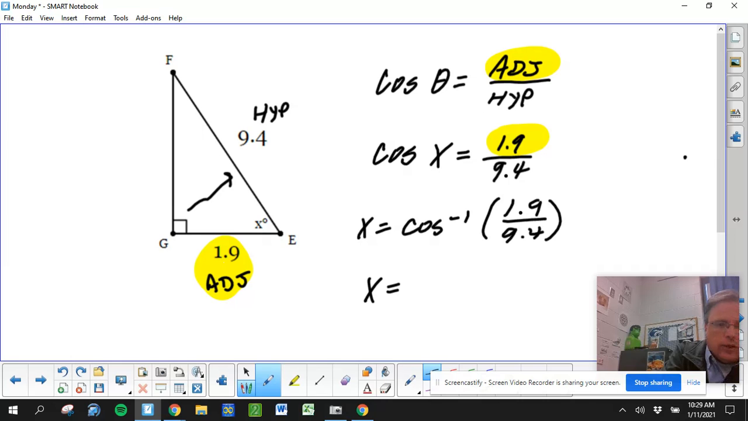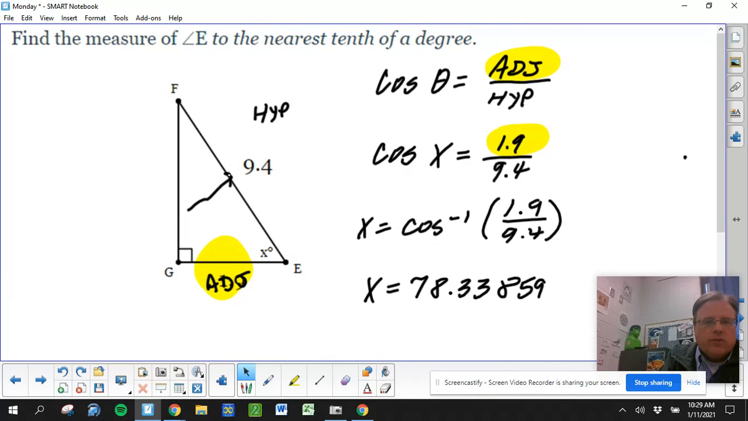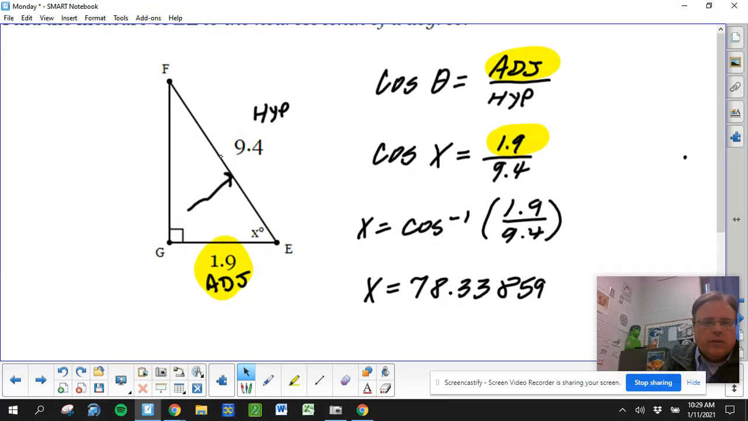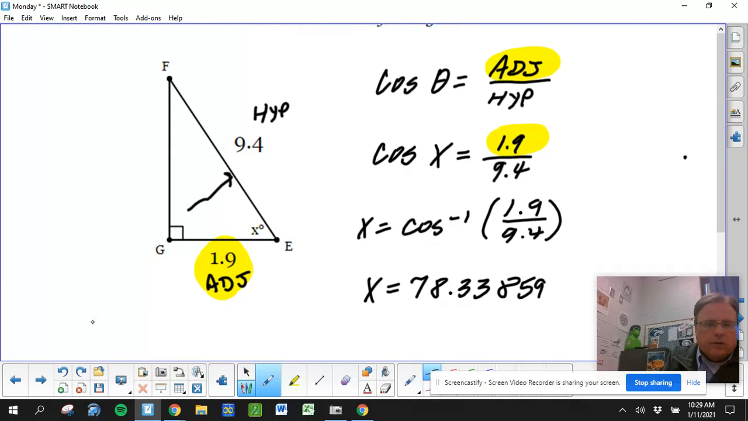So inverse cosine, and I'm using a different calculator. 1.9 divided by 9.4, and I got a crazy looking decimal again. I have to go up and see my instructions, which will mess up my screen momentarily, but it'll be okay. It says nearest tenth of a degree. I can't leave that up there, so I'm going to write over here: tenth.